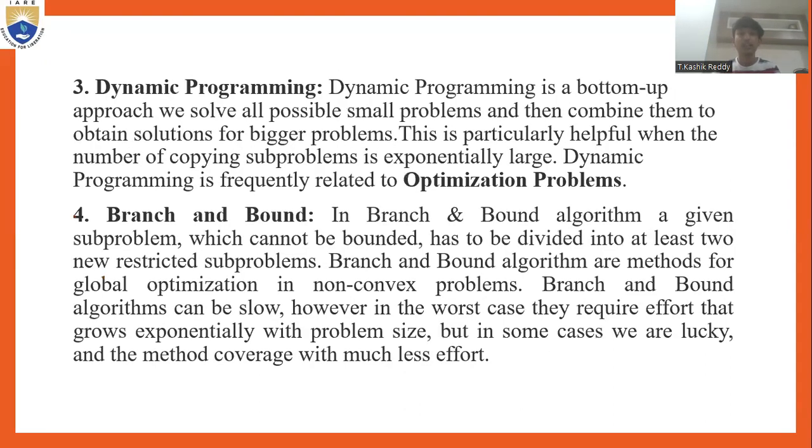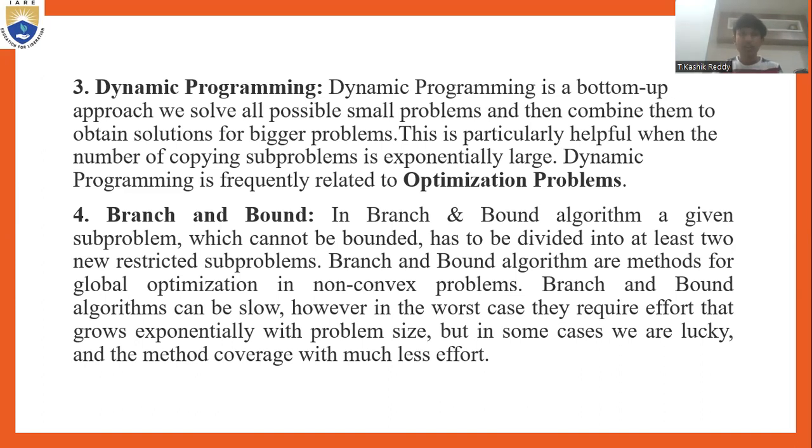Next, dynamic programming. Dynamic programming is a bottom-up approach. We solve all the possible small problems and then combine them to obtain the solution for bigger problems. So dynamic programming is a bottom-to-top approach where we solve the small problems and then combine them to obtain the solutions for the bigger problems. This is particularly helpful when the number of overlapping sub-problems is exponentially large. Dynamic programming is frequently applied in optimization problems.